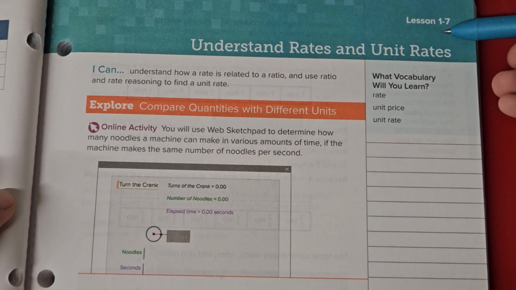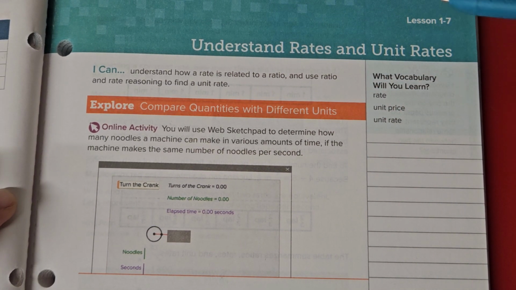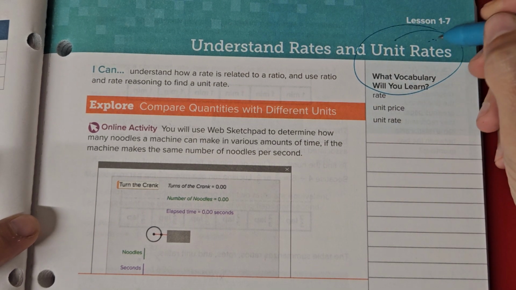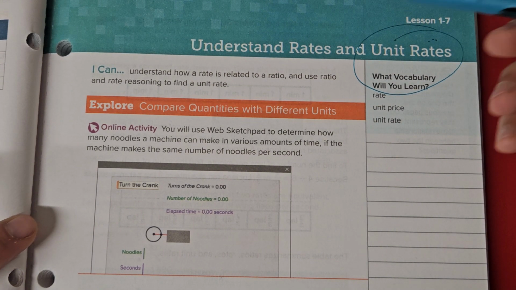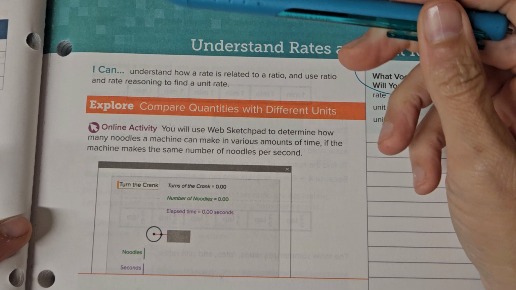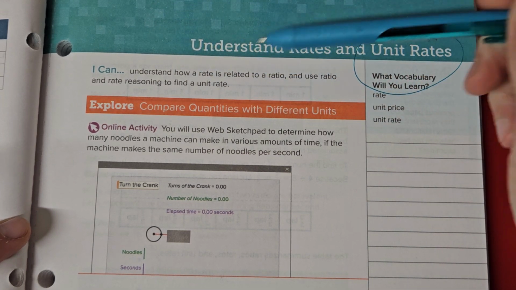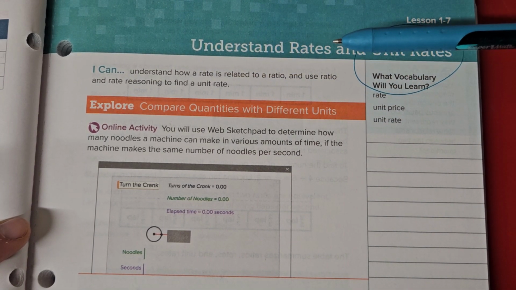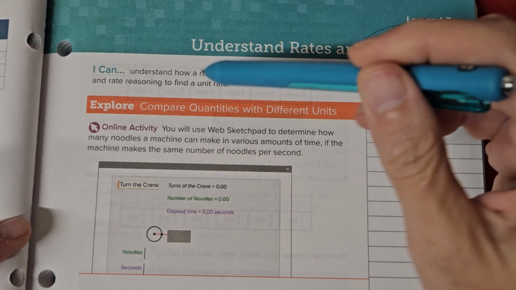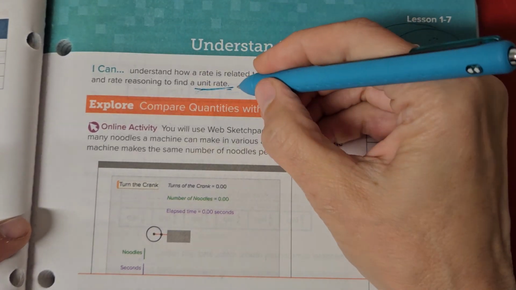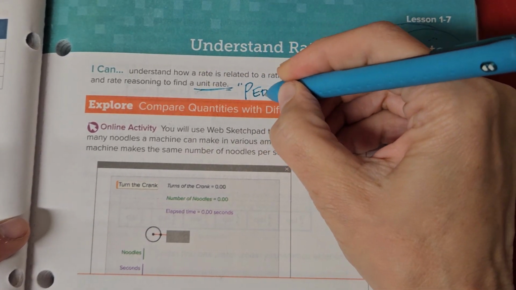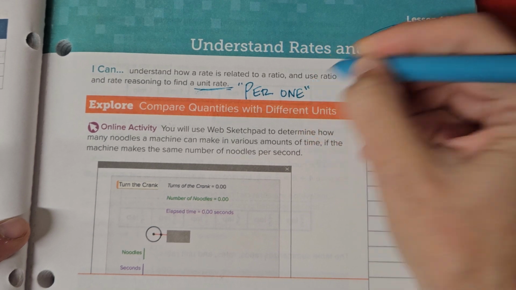Good morning. Lesson 1-7, understand rates and unit rates. Oh, remember last lesson I said we were going to get to unit rates? Well, here we are. So after today, you should be able to understand how a rate is related to a ratio and use ratio and rate reasoning to find the unit rate. Remember, unit rate is your per one.